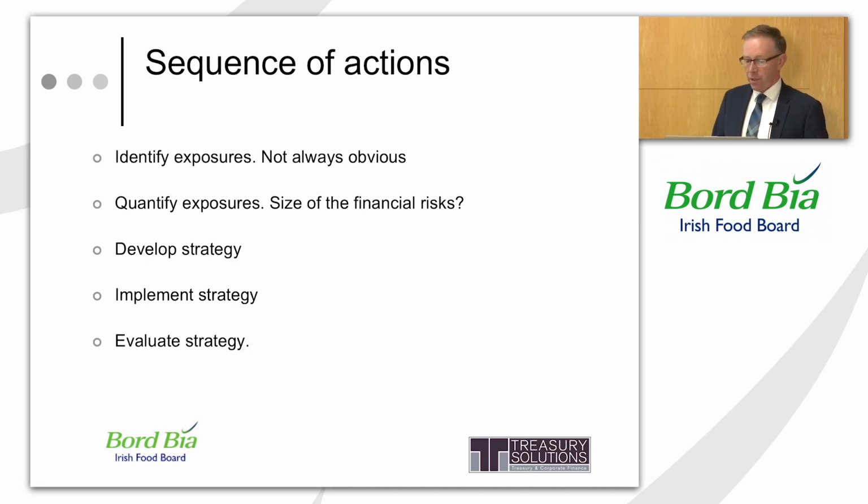So the first thing you do is you identify the exposures, which is not always obvious, as we shall see in a second. The next thing is then you quantify the exposures. Why? Because if you're going to hedge it, you have to know how much of an exposure you have to actually hedge. What's the size of the financial risk? From there, then you develop the strategy. We know what exposures we have, we know how big they're likely to be, so therefore this is the risk that we now want to hedge. You then implement that strategy, and when you implement the strategy, you also evaluate it and you go back.